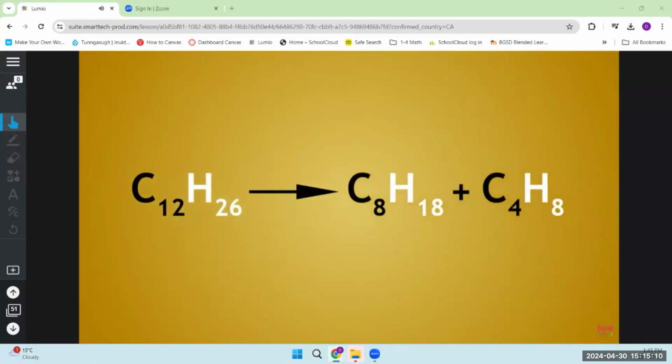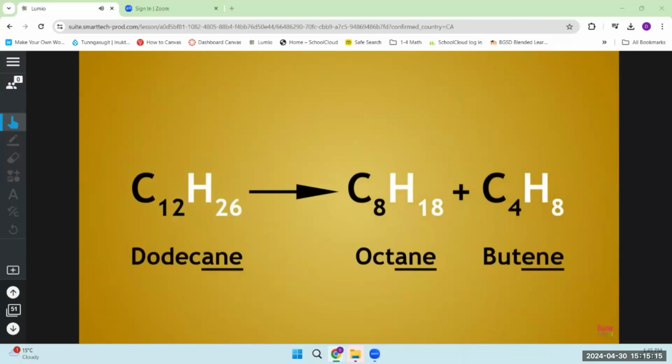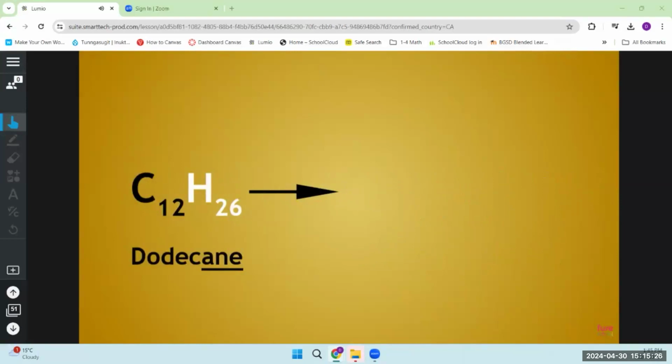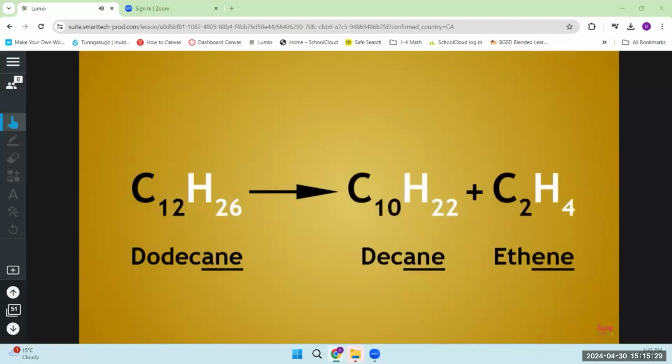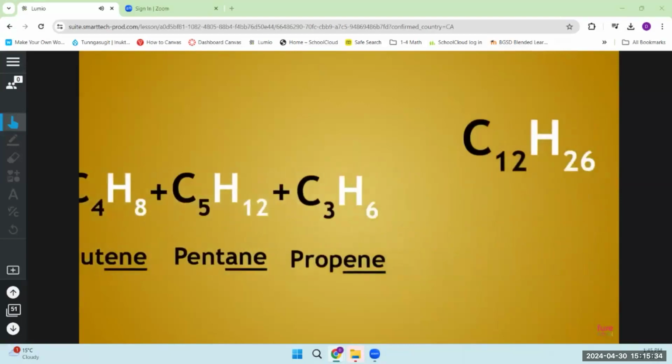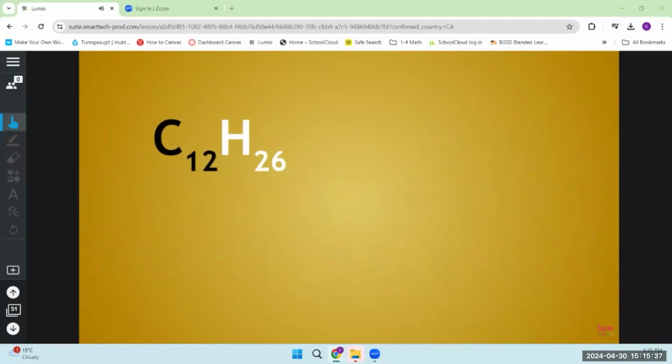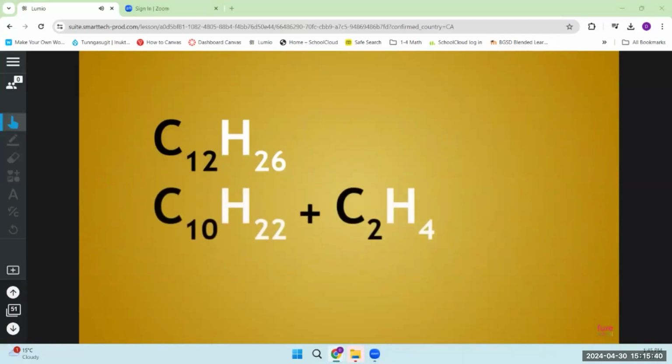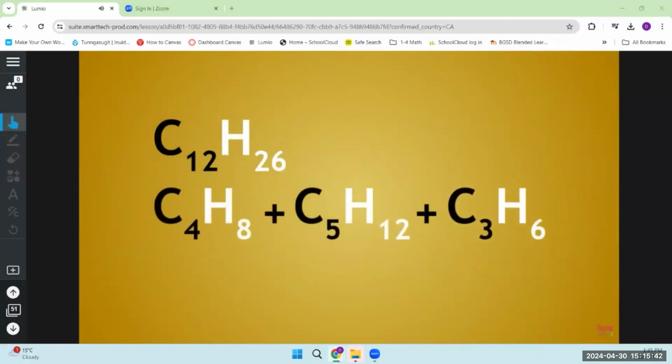Here is an equation showing that C12H26 is broken down into octane and butene. There isn't a set way that these molecules are broken down. In fact, C12H26 could also be broken down into decane and ethene, or even butene, pentane and propene, as these equations show. The large hydrocarbon is broken down in quite a random way. Just note that in each equation, of course, since we had 12 carbon atoms and 26 hydrogens going into the reaction, the same must come out.